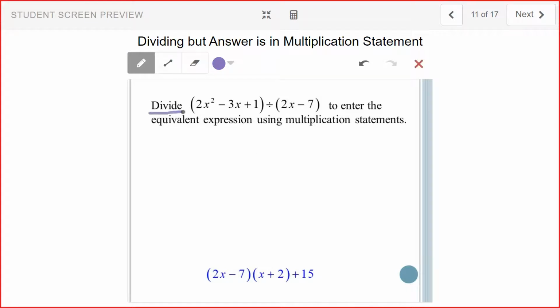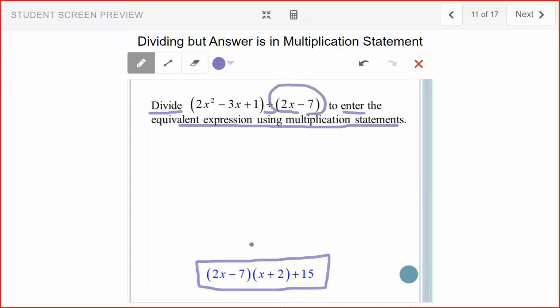So we're dividing, and we know this symbol here. But they want you to enter the equivalent expression using multiplication. All they're saying is your answer is going to look like this, kids. Okay, it's taking this value, 2x minus 7, it's right here, and this is the answer. So when we're done, this is the answer that you're going to get. And you just multiply it by the 2x minus 7. That's why they call it the multiplication factor.